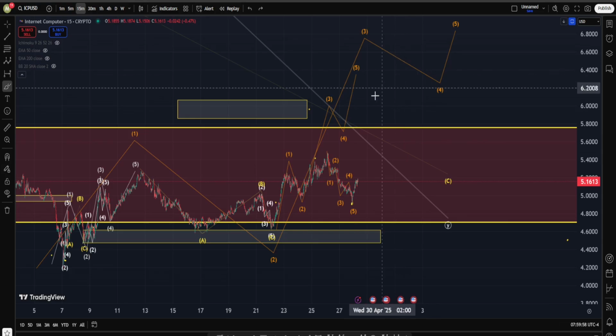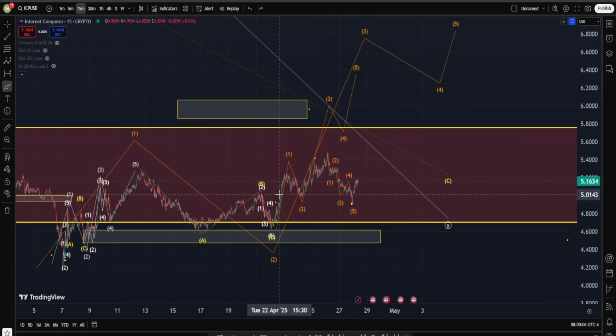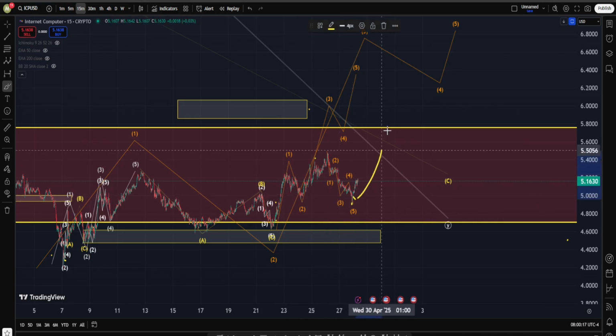So what's the conclusion? In ICP, as long as we are not taking this low about the $4.5 area, I'm going to say now we are building a beautiful bullish setup. And if that's the case, well, okay, in the next couple of days, we are going to see a very strong move up in Internet Computer.